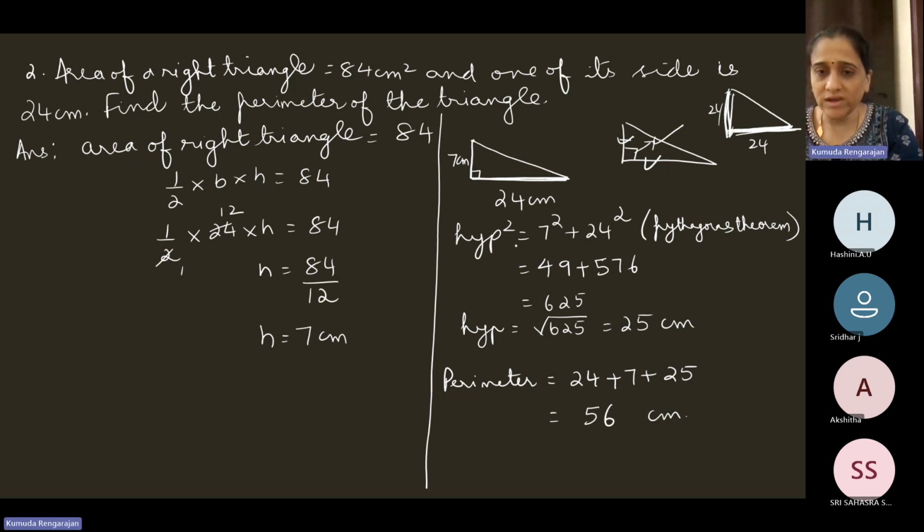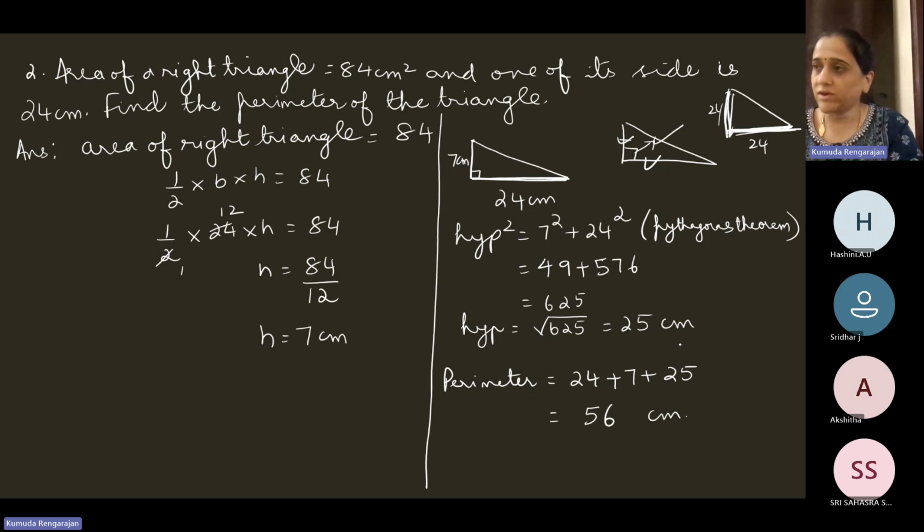So hypotenuse square is equal to the squares of the other two sides, 7 and 24. So 7 square plus 24 square, or 24 square plus 7 square. On working this we get 625. The square of the hypotenuse is 625. So hypotenuse is equal to the square root of 625, which is 25 centimeters.